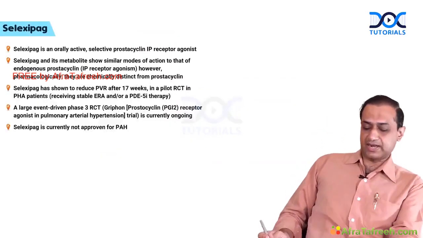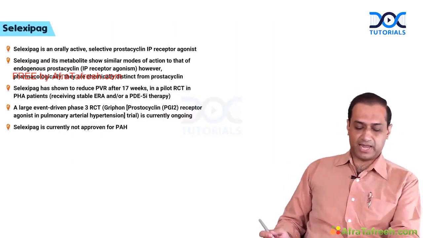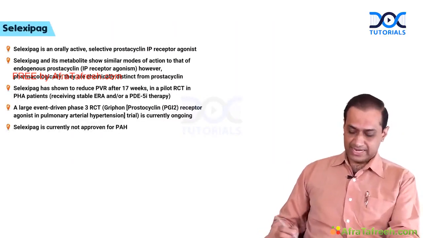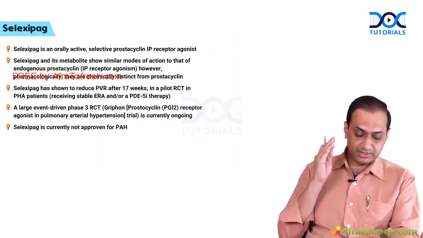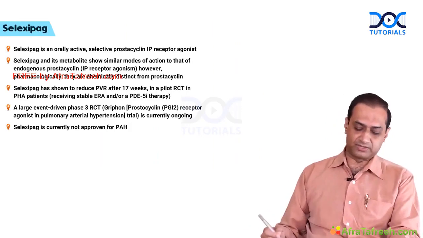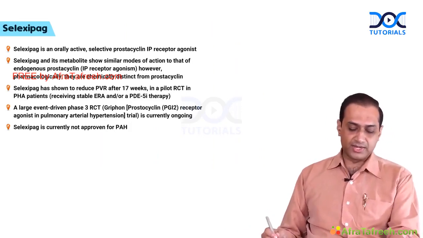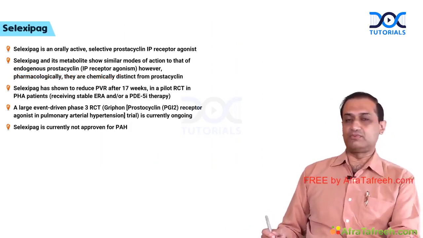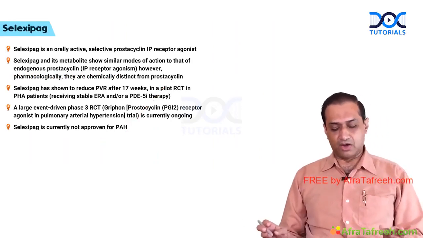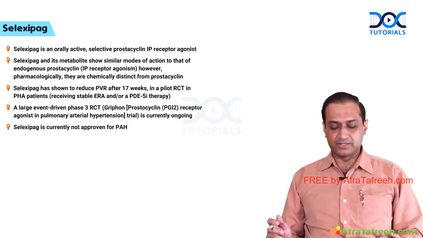Selexipag is an oral active prostacyclin IP receptor agonist. Its metabolite has shown a similar mode of action pharmacologically. They are distinct from prostacyclin, and they have been shown to reduce PVR after 7 weeks in their studies. A large study called the GRIPHON study was also very much in favor, and it's currently approved now for PH management.